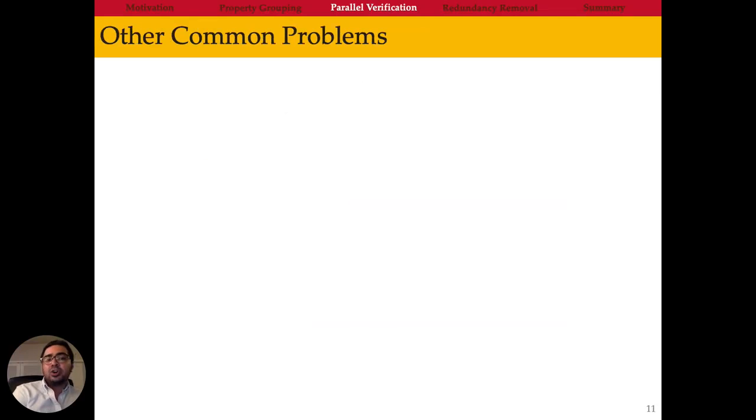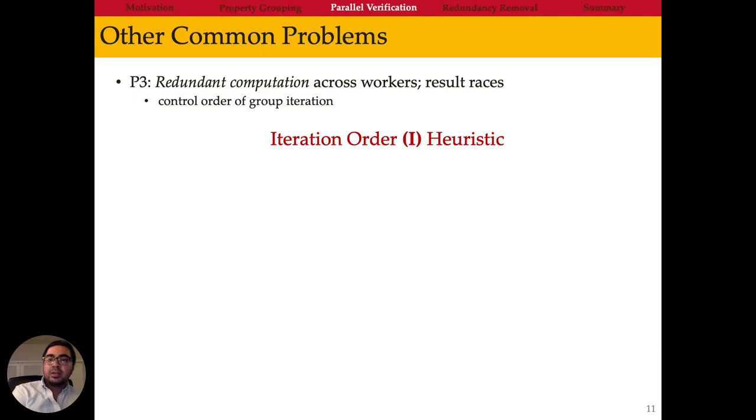There are several other common problems that impact parallel verification strategies. There is the problem of redundant computation across workers when each worker verifies the same group at the same time. To solve that problem, we introduce an iteration order heuristic that allows finer grained control on the order of group iteration in individual workers.